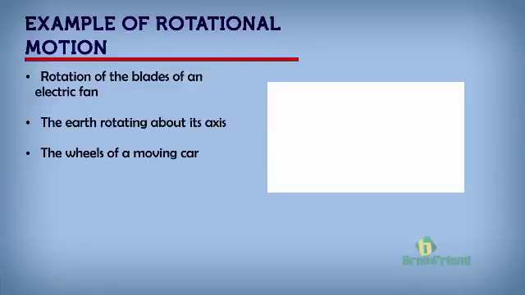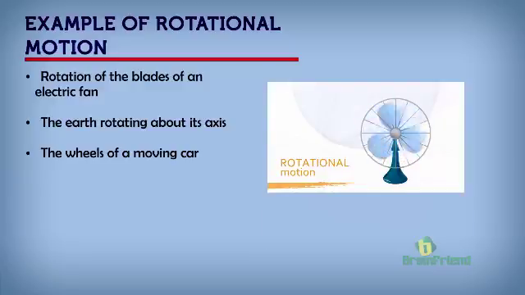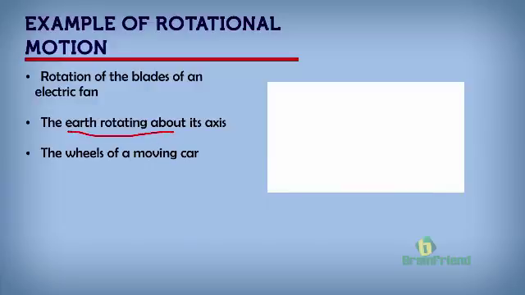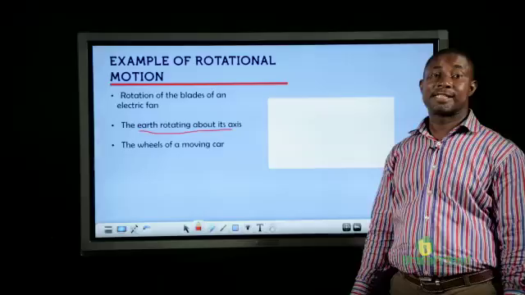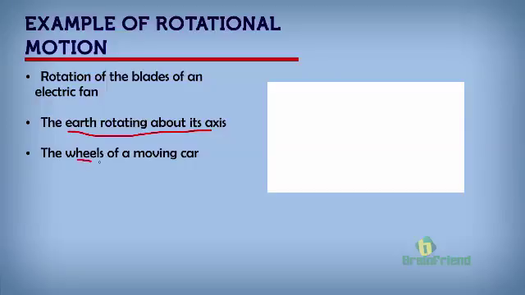We will look at a couple of examples to be able to understand what rotational motion is. The rotation of the blades of an electric fan is an example of rotational motion. As the blades are rotating, they move in a circular path about a fixed point. That is an example of rotational motion at work. The earth rotating about its axis is another example of rotational motion. And finally, the wheels of a moving car about the shaft is also an example of rotational motion at display.